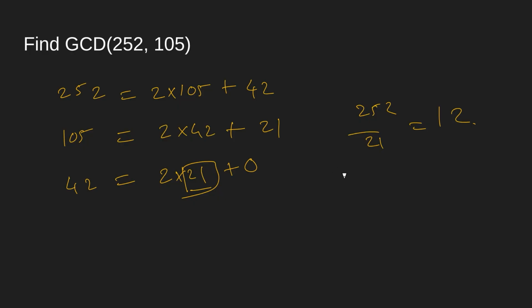The best possible way to verify is to just factor things out. 105 is 7 times 5 times 3. 252 will be 7 times 3 times 12, which is 4 times 3. From this you can easily conclude that 7 times 3 is the common factor between both of them. So 21 is the answer.